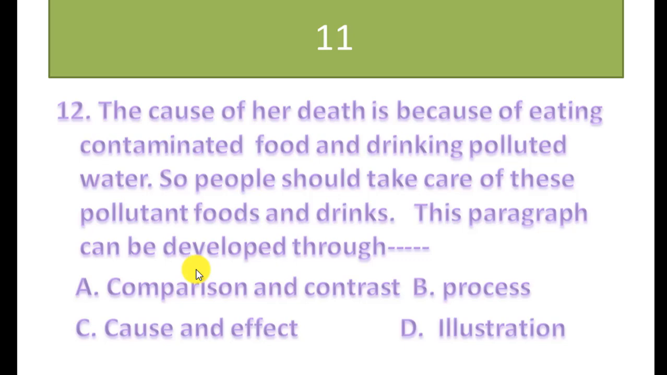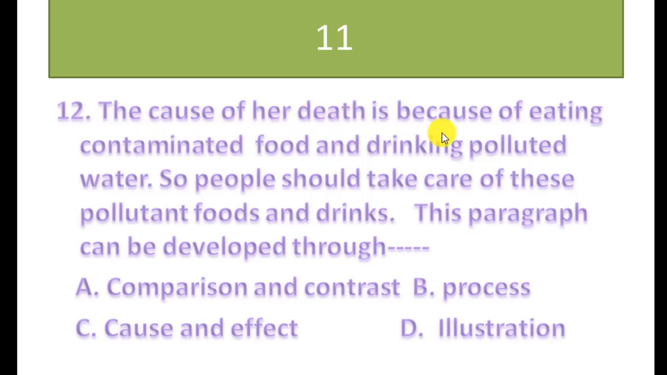Here, the cause of heart disease is eating contaminated food and drinking polluted water. Let me write. The cause of heart disease is eating contaminated food and drinking polluted water. So people should take care of these polluted foods and drinks. This paragraph can be developed by what? Yes, there is a clue here: the cause of. Cause and effect. There is a clear cause and effect here. So people should take care of these polluted foods. Comparison? No. Cause and effect. Exactly. Cause and effect. This is a clear example of methods of paragraph writing.